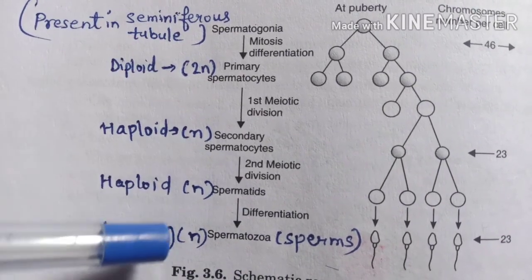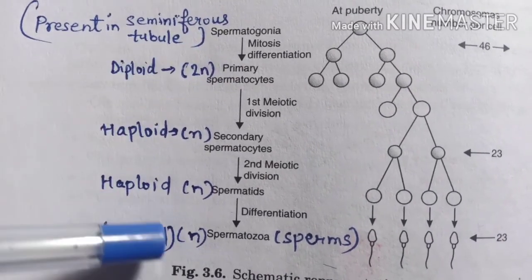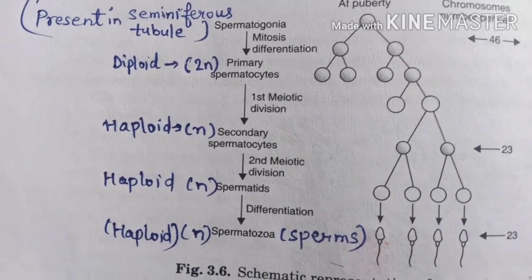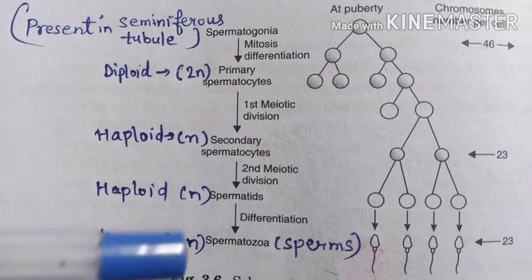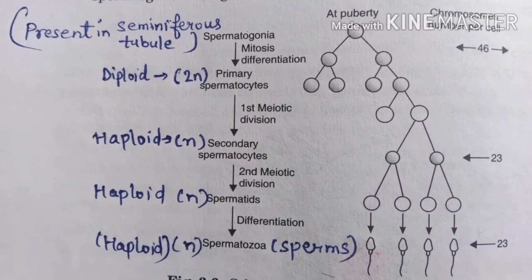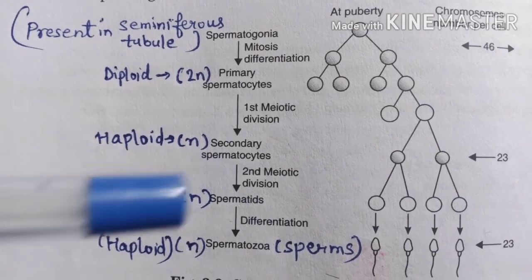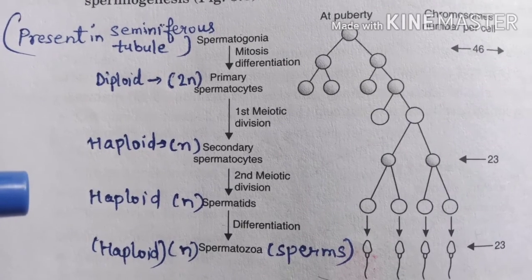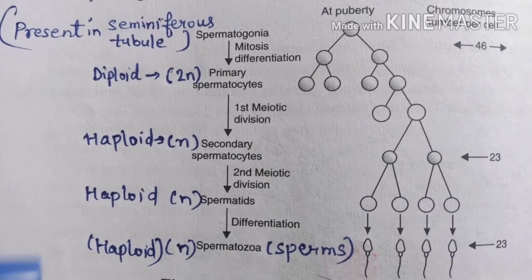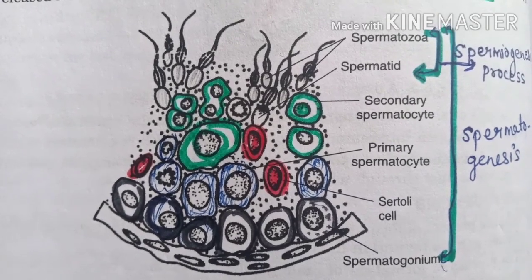Now these processes are spermatogenesis. In spermatogenesis, spermatogonia convert into spermatozoa. That process is known as spermatogenesis. You see, the process of formation of spermatozoa begins at puberty time. So in spermatogenesis, here is the diagrammatic flowchart view of the spermatogenesis process.